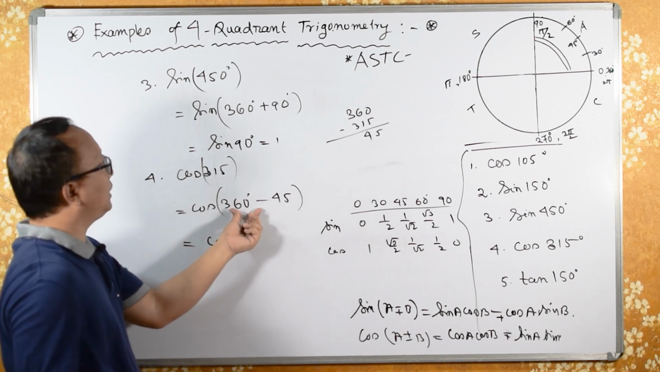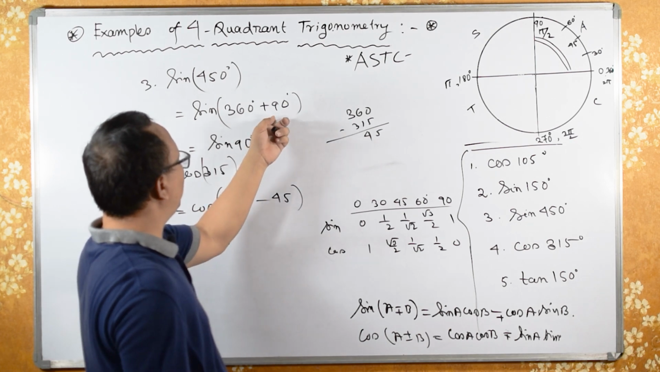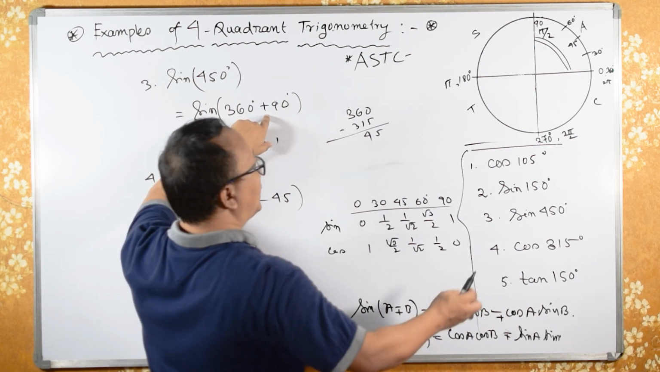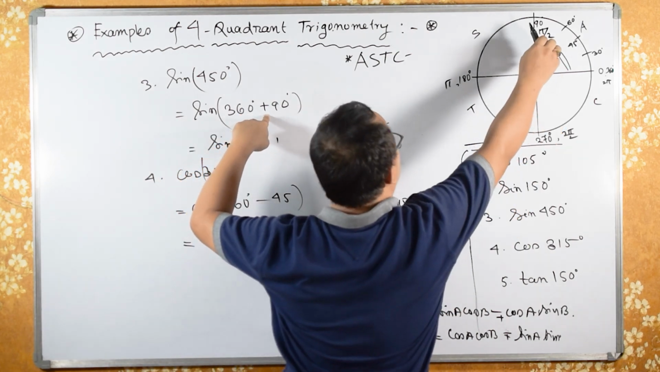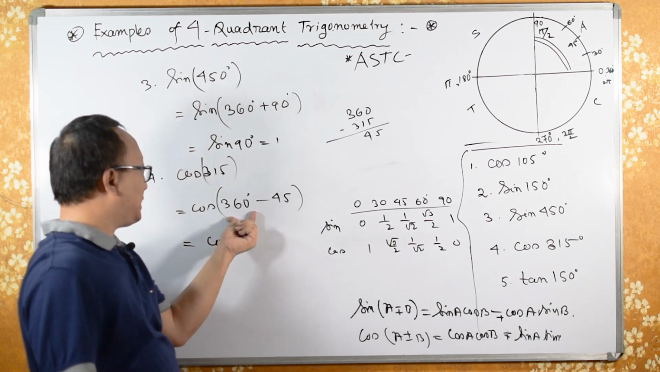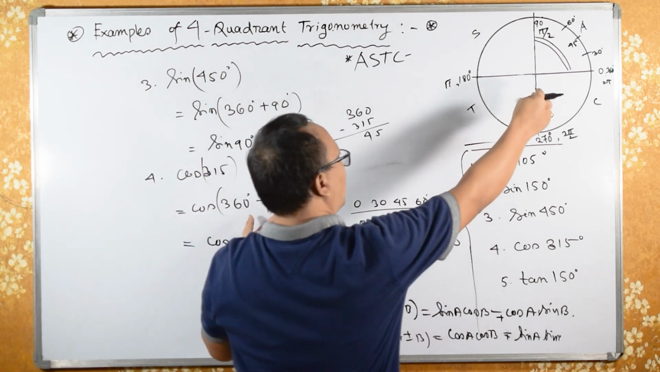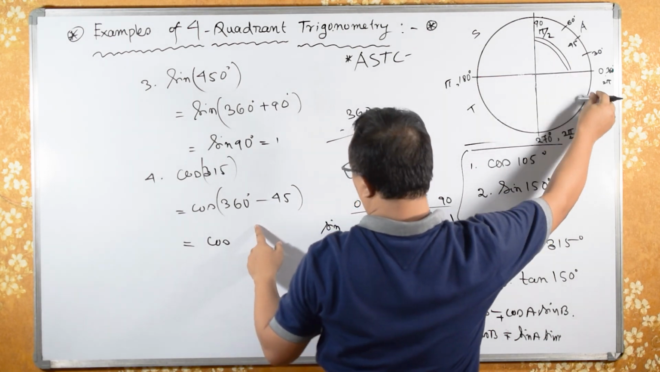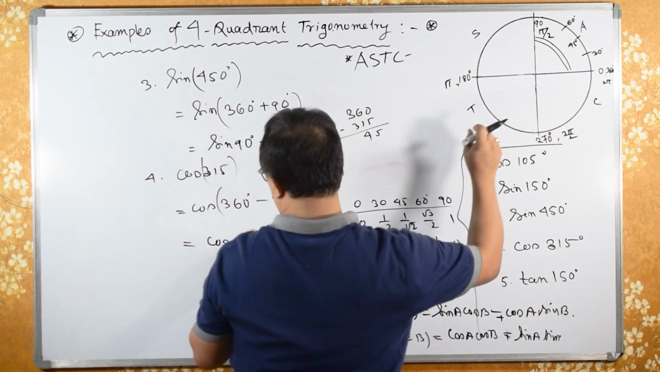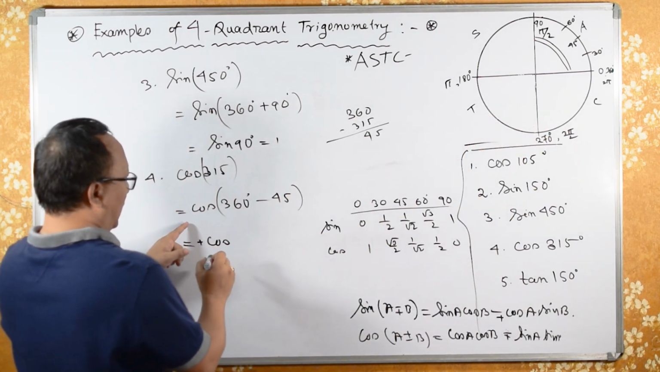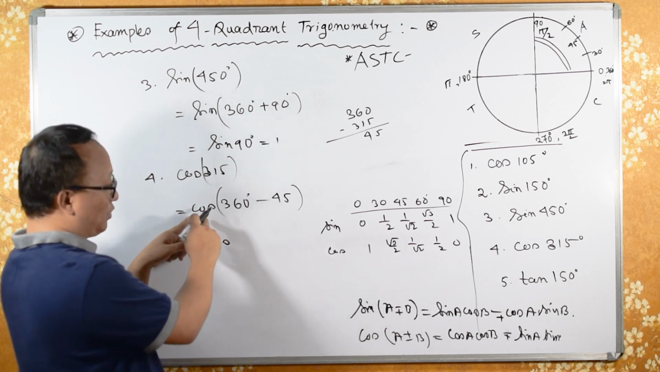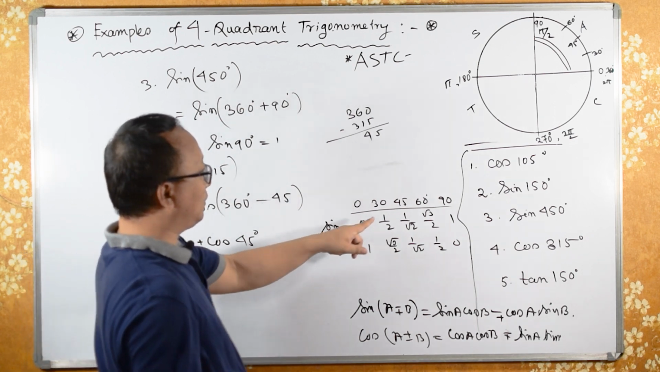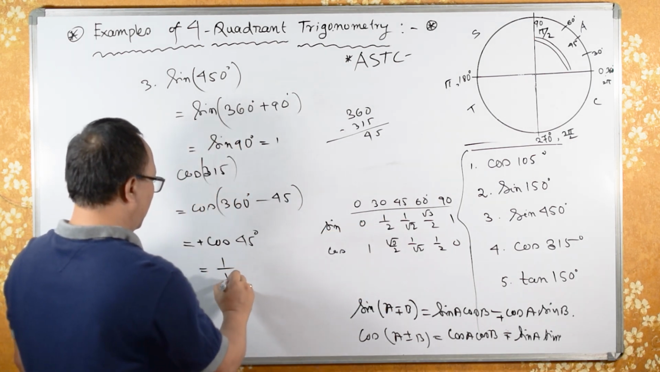Okay, just check which quadrant it lies in. 360 minus 45 degree means it lies in the fourth quadrant. In the fourth quadrant cos is positive, so we don't have any sign change. Since it is a multiple of pi, cos will go to cos, and it will be 45 degree. Cos 45 is 1 by root 2.